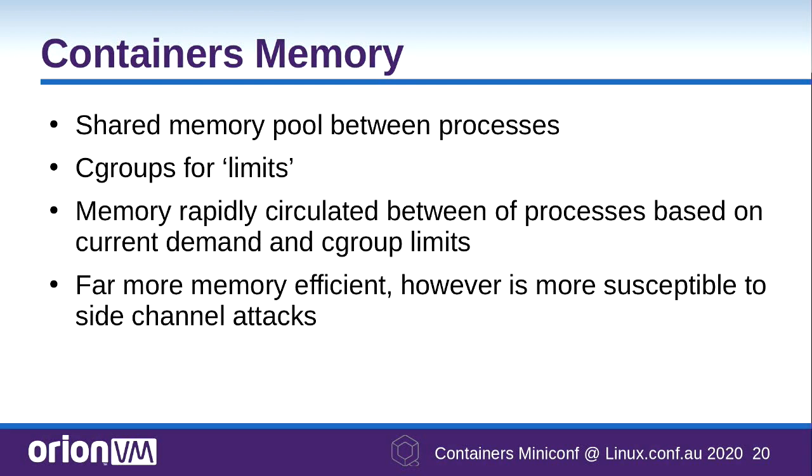Containers, on the other hand, have the shared pool memory. That's whatever the cgroup says: this is your limit, that's what you have. And because you don't have to go down to the Xen in order to rearrange the memory, and you're all working at the kernel, the memory can be rapidly circulated around based on demand. Finally, this is way more efficient. However, if you have two programs running in the same control group and that's being cached, that might open up some side channel vectors.